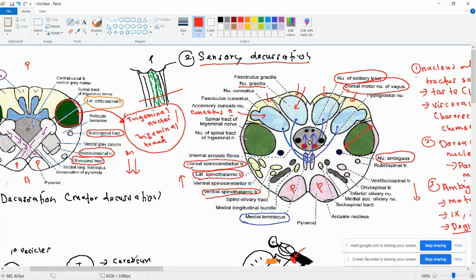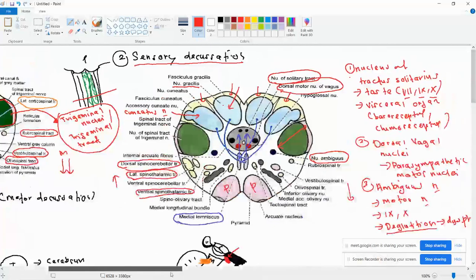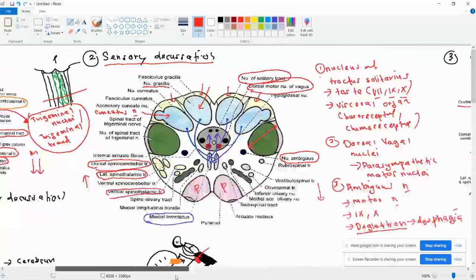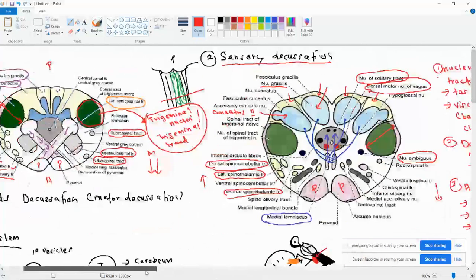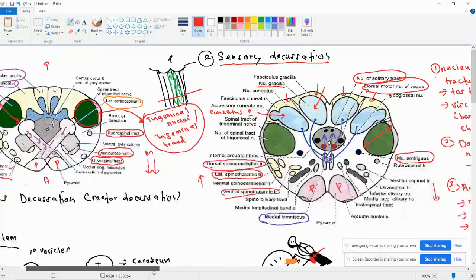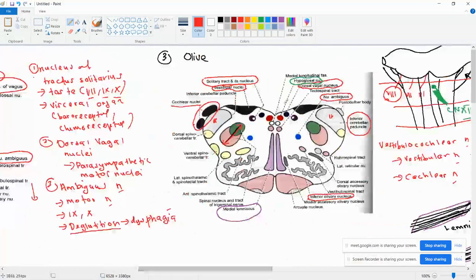Right? So again, actually this is your job to find the difference between these three levels, right? Pyramid decussation, at the level of sensory decussation, and also at the level of the olive structure, right? Olive structure, right? So you need to identify the structures where certain structures are located within the pyramid decussation level. Some are located within the sensory decussation. Maybe some are located at the olive, or you can say the upper part of the medulla oblongata, at the olive level actually. Okay, at the olive level.